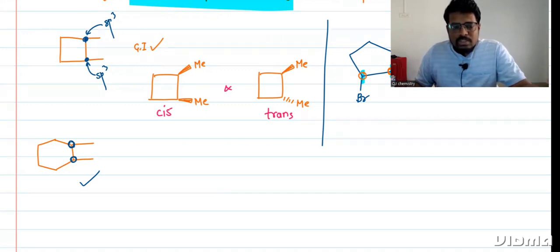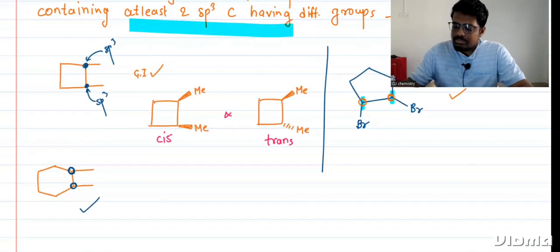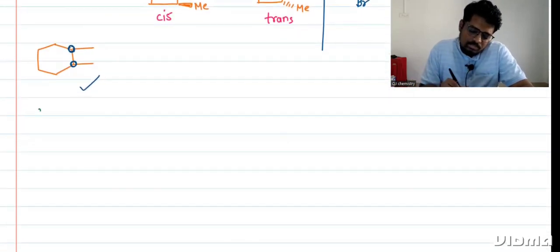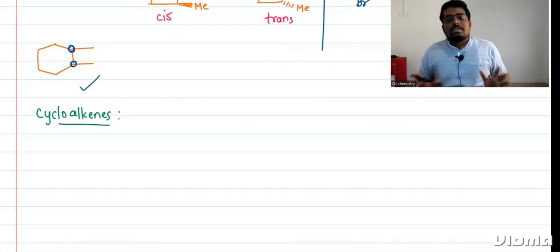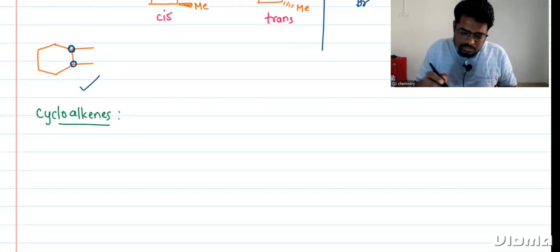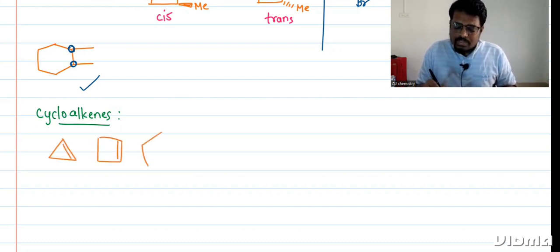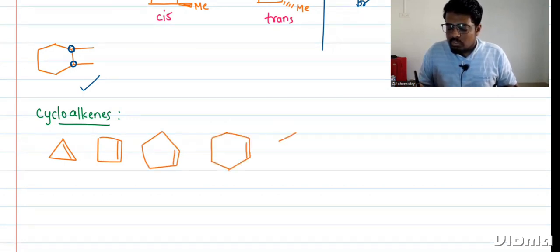Now, one more system we are going to discuss. The third type is the cycloalkenes. Geometrical isomers in cycloalkenes. Cycloalkene type of compounds: cyclopropene, cyclobutene, cyclopentene, cyclohexene, and cycloheptene.